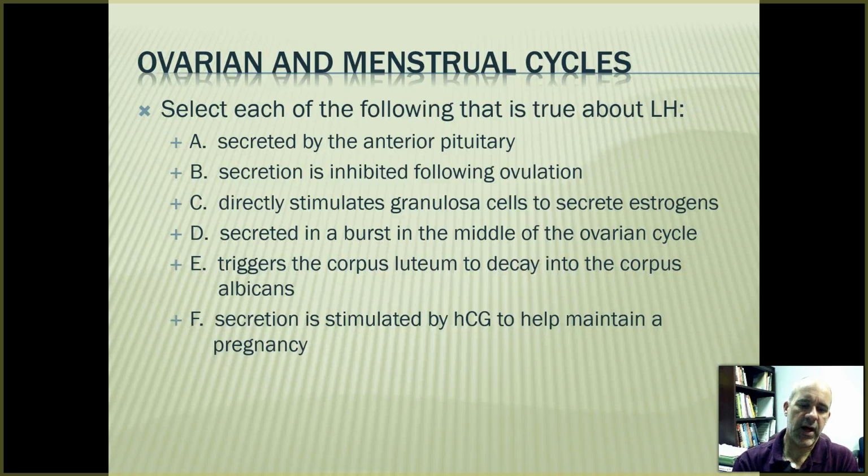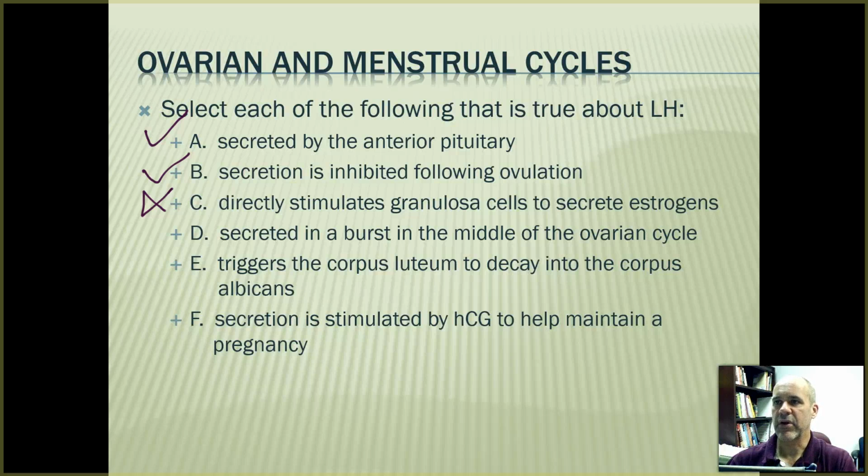Secretion is inhibited following ovulation. Yeah, if you go back and look, the corpus luteum is going to be around after ovulation, and it's making estrogen, progesterone, and inhibin. All of those things have negative feedback on LH secretion. Directly stimulates granulosa cells to secrete estrogens. That's actually false. If you go back and look at the story, LH tells the thecal cells to make androgens. The granulosa cells then convert those into estrogens.